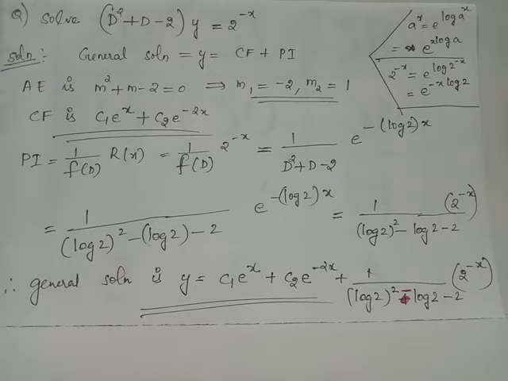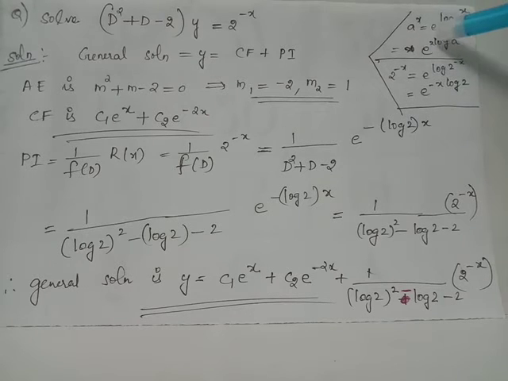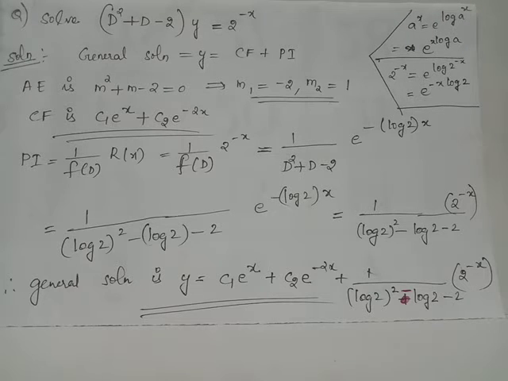In order to evaluate the PI, we will use the formula 1/f(D) acting on the RHS, which is 2^(−x). Since we are familiar with the rule of evaluating the PI whenever the RHS is e^(ax), we will try to transform 2^(−x) to an exponential function. We have a^x = e^(log a^x). This is because, consider a^x = y, which equals e^(log y), because the logarithmic function is the inverse of the exponential function. Hence a^x = e^(log a^x).